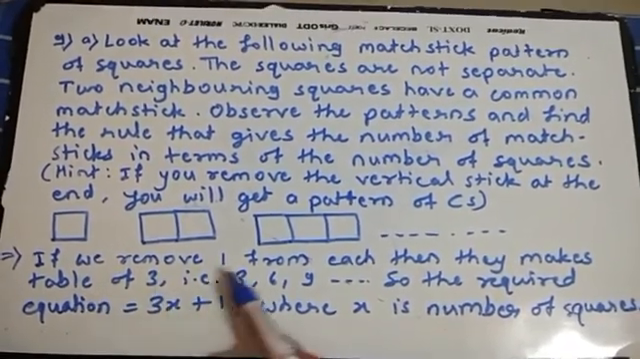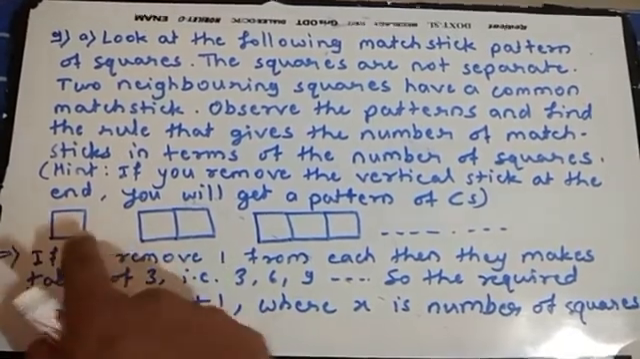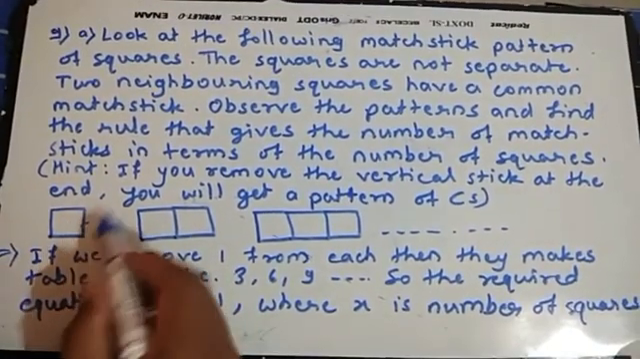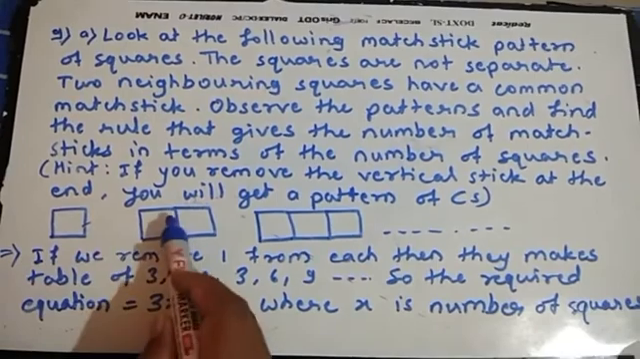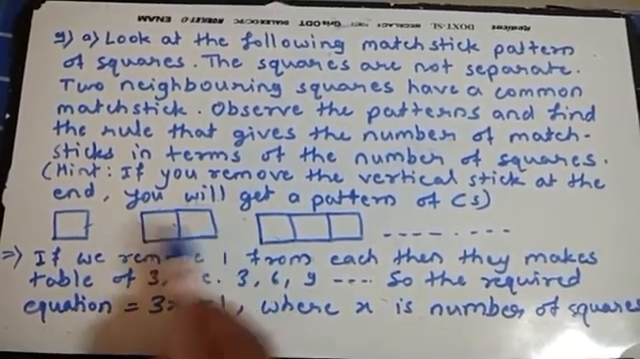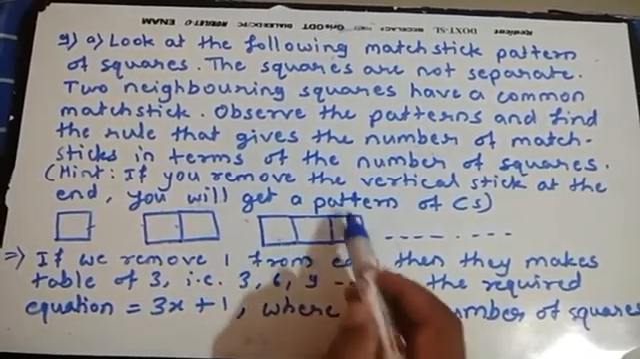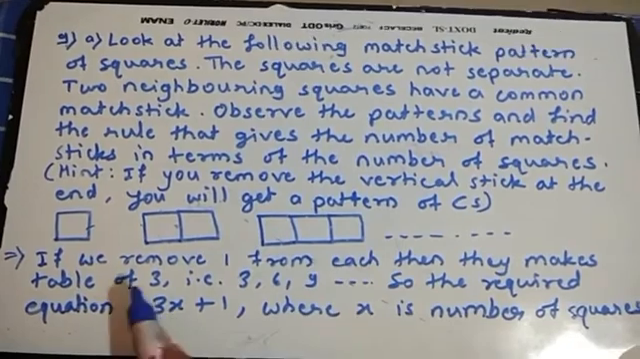See here, if you remove one from each, then they make the table of 3. Here, see, suppose I remove this one stick here, what will happen? 3 matchsticks will remain. As well as here, if suppose I remove this 1, 2, 3, here also 1, 2, 3 will remain. Right? Here if I remove 1, 2, 3, and 1, 2, 3 will remain. Correct? So here we will get the table of 3.